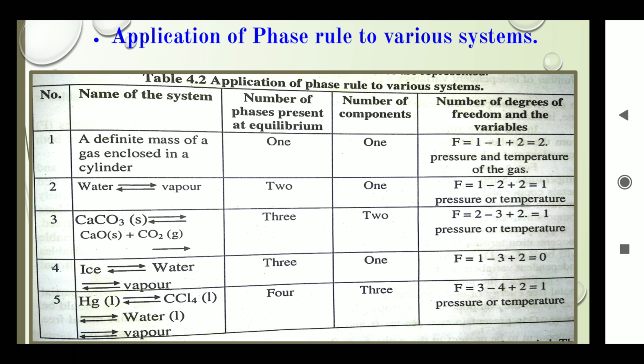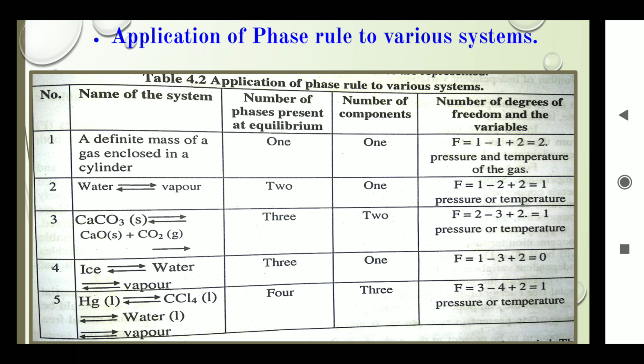See the second example, equilibrium between water and the vapor. The water is composed of two constituents, hydrogen and oxygen. It changes into the vapor state, and its constituents remain the same, hydrogen and oxygen. So how many phases? Liquid, gas. So two phases. How many components?